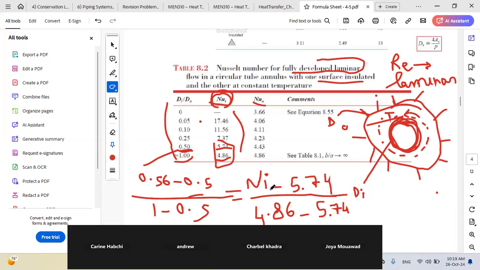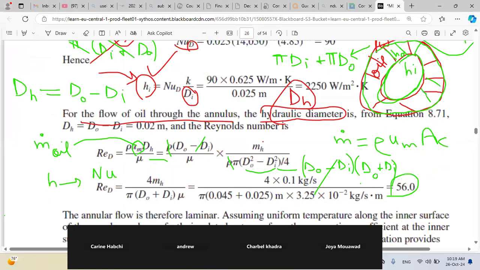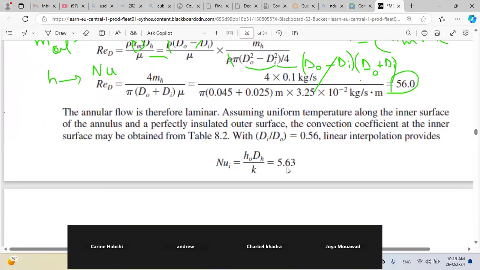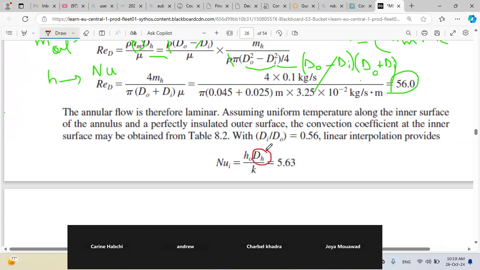So this equation will give me the value of the Nusselt number from the inner side at this surface. And now, once I calculate my Nusselt number, which is around 5.63, I can calculate the value of H out. Now, please pay attention. Nusselt is H times characteristic length over K. For an annulus, the characteristic length is d hydraulic. For a circle, the characteristic length is the diameter of the circle.